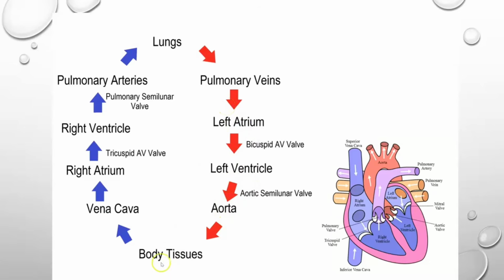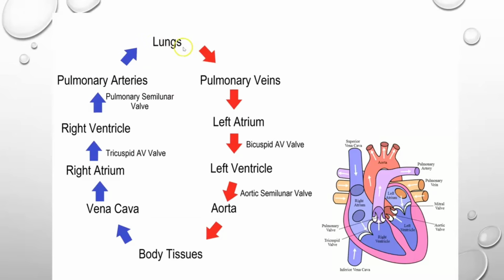So at first, as I told earlier, the deoxygenated blood is collected from the body tissues, from various parts of our body through capillaries, and it enters through the vena cava into the right atrium. From the right atrium, it enters into the right ventricle, and from the right ventricle, it flows through the pulmonary arteries to the lungs. Once it reaches the lungs, it becomes oxygenated.